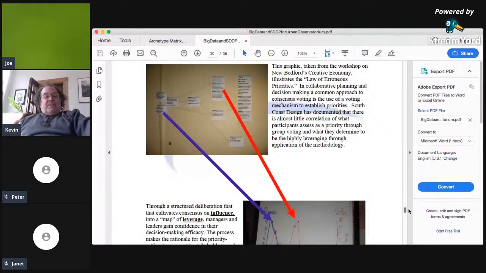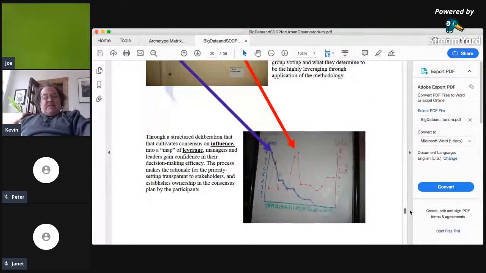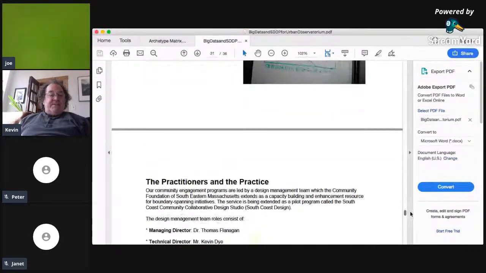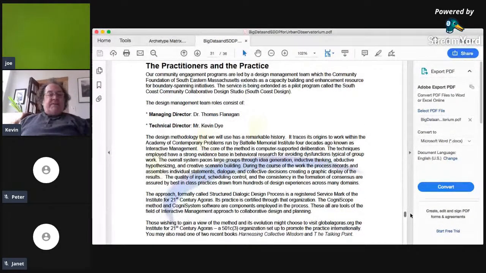So you see this cluster here in the middle at the blunt end of the red arrow, that's what got the most votes as being important. But over here on the left at the blunt end of the blue arrow, that's what was found to be influential. And if you look on the graph here, the thing that was most influential is one of the three lowest voted in terms of importance. That's the erroneous priorities effect of the methodology.